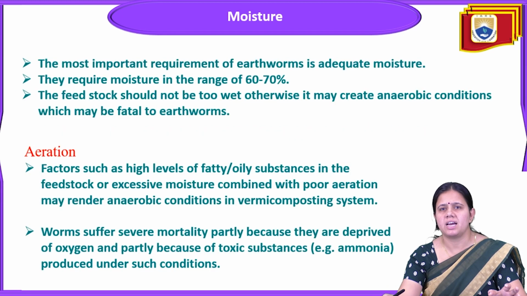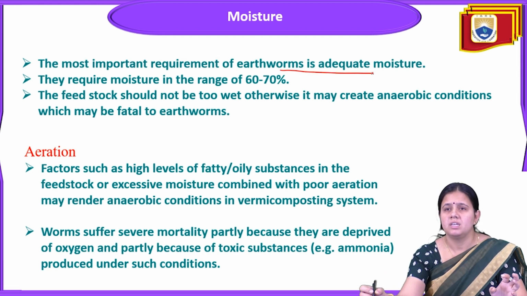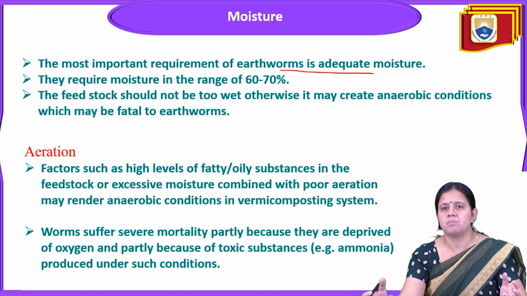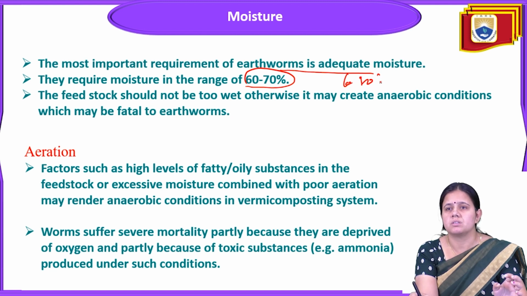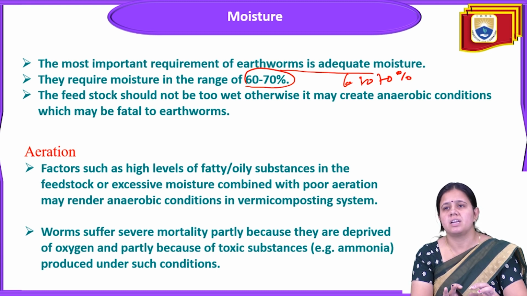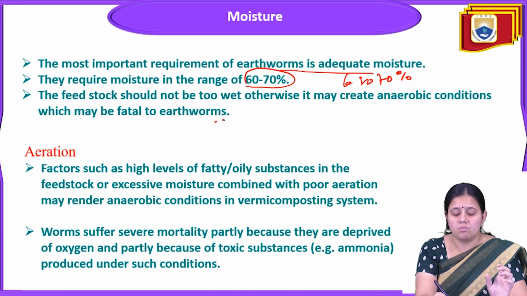Moisture content is a very important requirement of earthworms. Adequate moisture is very important, because the required moisture should be in the range of 60 to 70%. The feedstock should not be too wet, otherwise it may create an anaerobic condition, which may be fatal to earthworms.